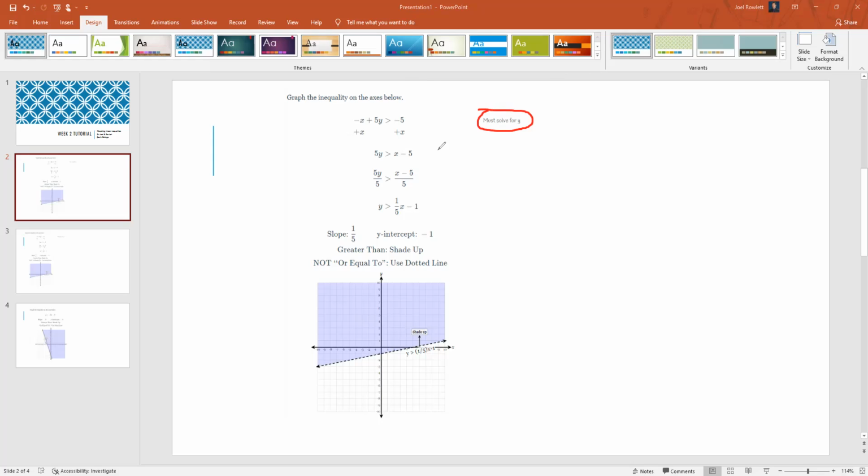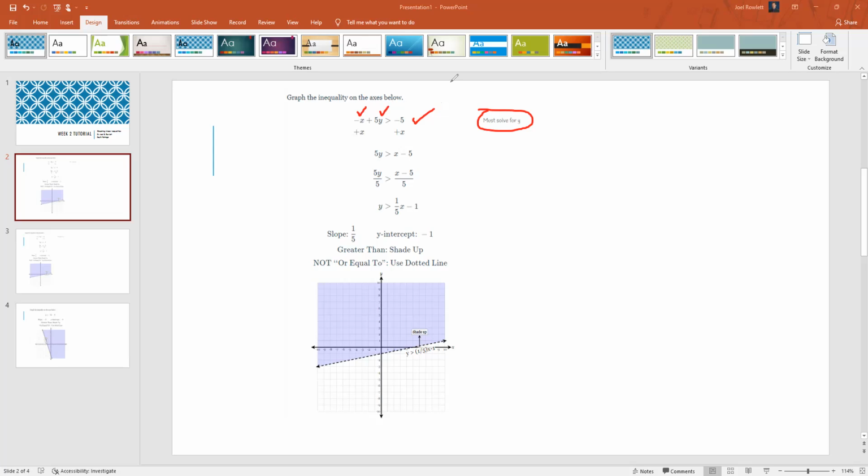I'm given the problem negative x plus 5y is greater than negative 5. So what are we looking for here? Well, I want to find out which values of x and y I could place inside this expression so that the result, negative x plus 5y, is greater than negative 5.